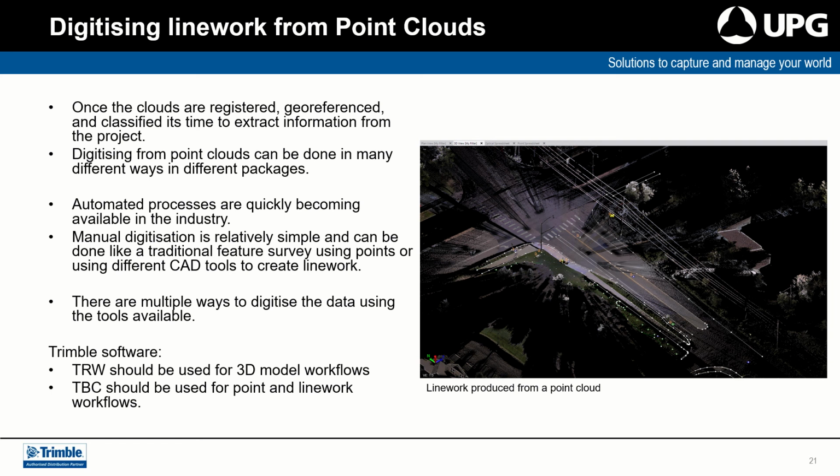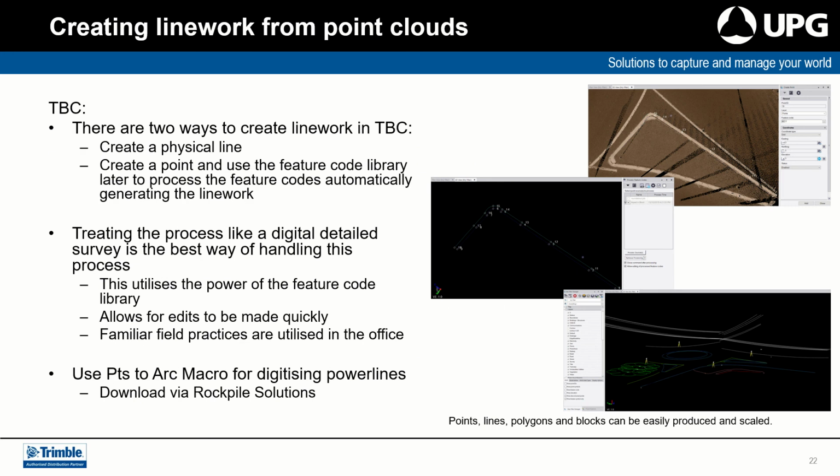As a reminder, RealWorks should be used for creating 3D models, so most of these tools cannot be used in RealWorks, and TBC should be used for point and line work workflows. There are two ways to create line work from TBC. The physical line, which is manually creating the points. You could create a physical line using the line string tool, where you would give the line a name and define the layer, the color, the line style, and then digitize the data that way, drawing it around. Or you could manually create a CAD point and give that a feature code.